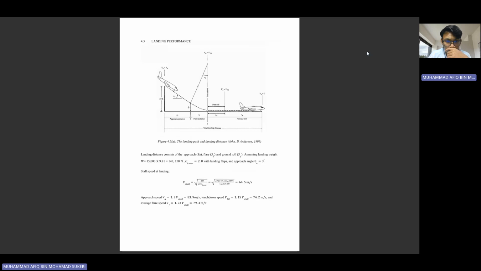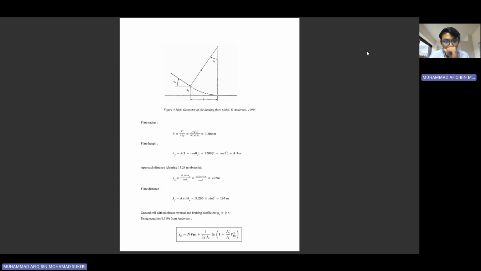Okay, so next is about the landing performance. This is the visualization of a landing performance. What we have here is the approach distance, flare distance, ground roll distance, and free roll distance, some important parameters that we have to consider. This is the geometry of the landing flare. We need to calculate the flare radius, the R over here, the flare height, hF, and the approach distance.